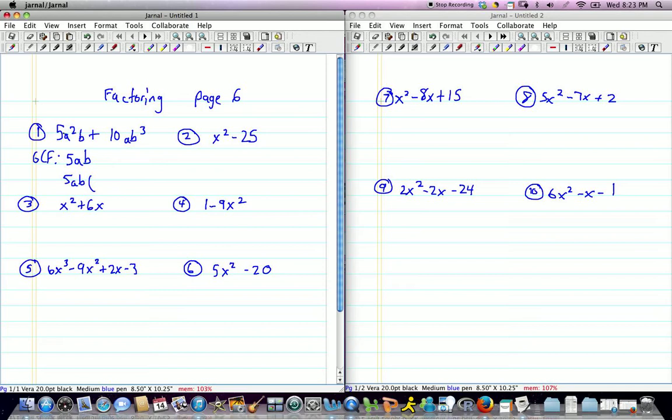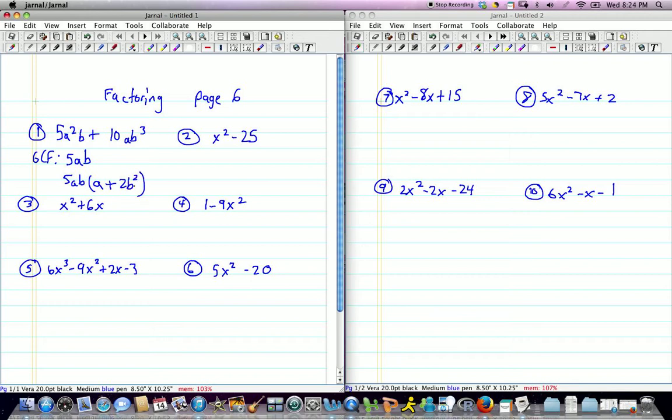So here I have 5ab and I'm taking it out of this. So 5a squared b divided by 5ab. 5 divided by 5 is just 1. A squared divided by a is a. B divided by b is just 1. So I just have a left over. I have the plus, and now I divide 10 by 5 and get 2. Divide a by a and get nothing. It cancels. It's just 1. Then b to the third divided by b is b to the second.